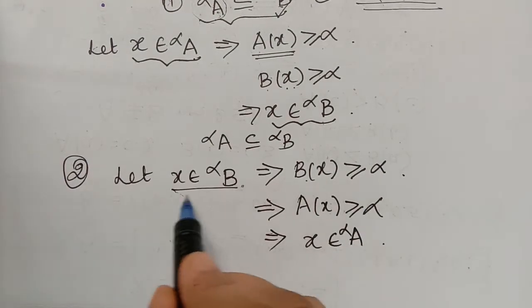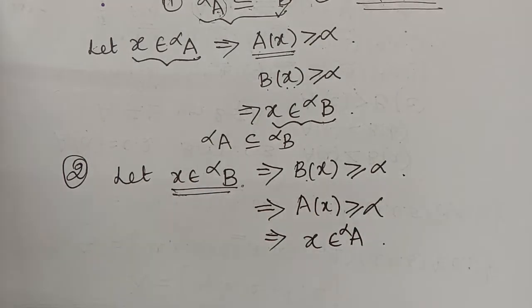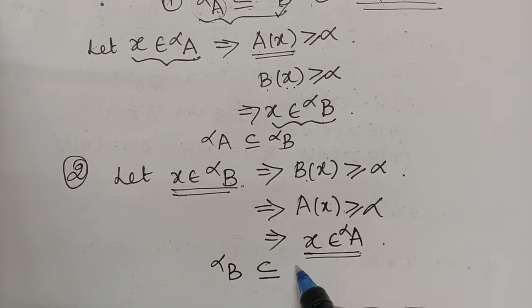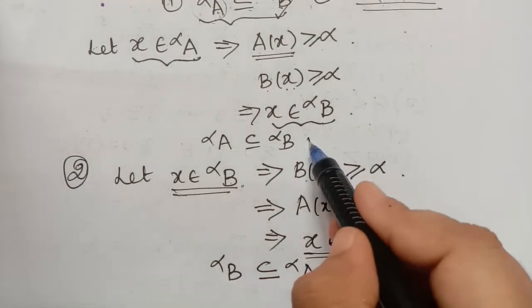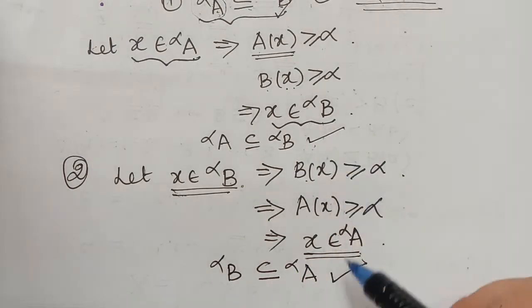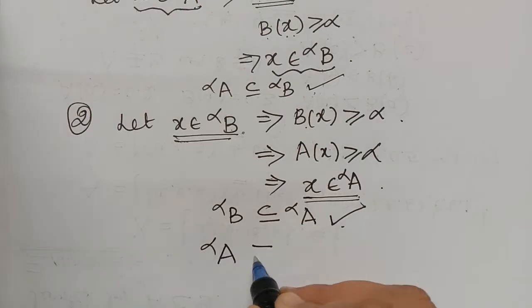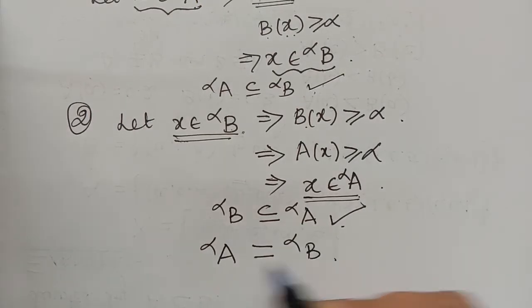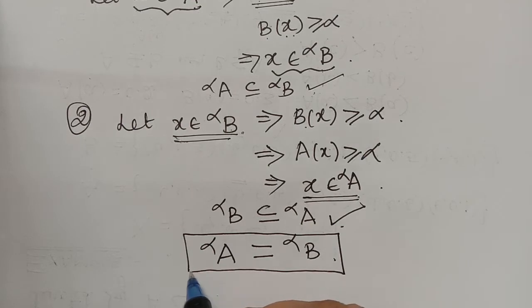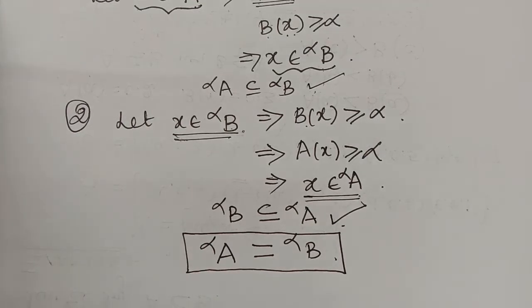So now we started with an element from the alpha cut of B, and we have proved that x also belongs to alpha cut of A. So this proves that alpha cut of B is a subset of alpha cut of A. So we have proved 1 and 2, and by this we have proved that alpha cut of A is equal to alpha cut of B. So we are done with the proof of this part. That is the first part of the ninth property.